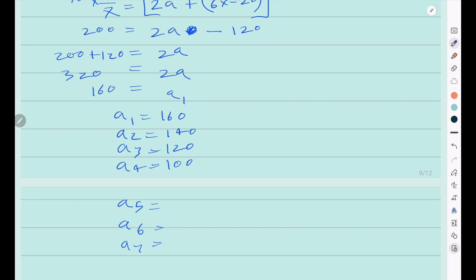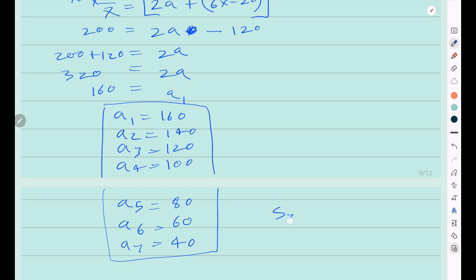Then there are total 7 prices. Again 20 less, 20 less, and the 7th price is 20 less. And you can very well see what is the sum of all these numbers. It should come up to be 700.